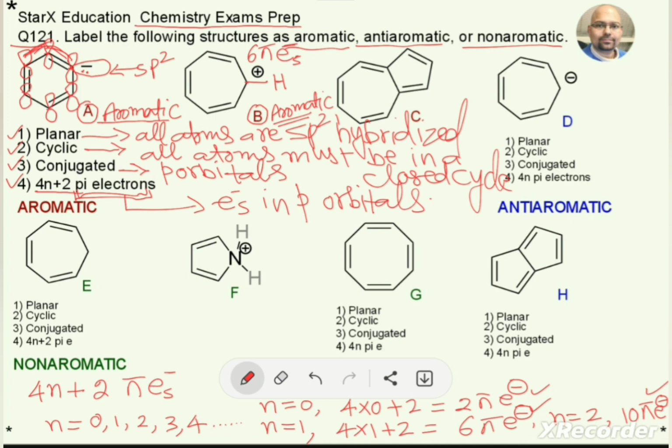Now if we have a look at species C, again it has all sp2 hybridized carbons, which makes the molecule flat, and there is conjugation. It has 4n plus 2 pi electrons. In this case we have 10 pi electrons.